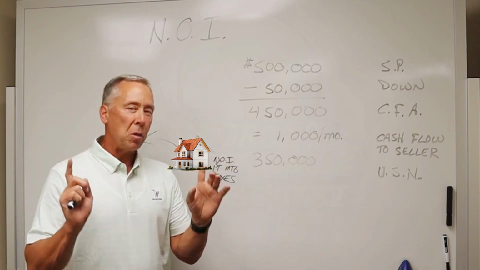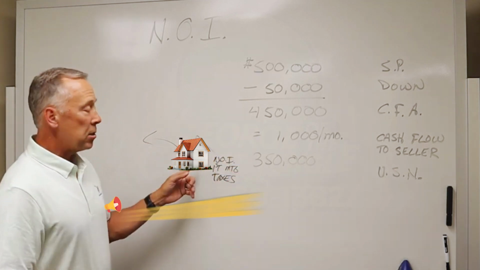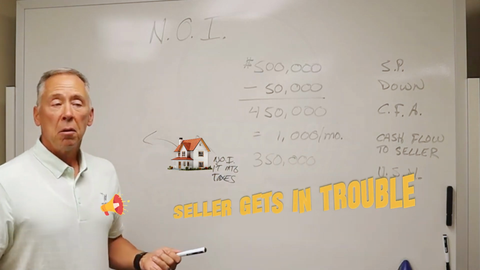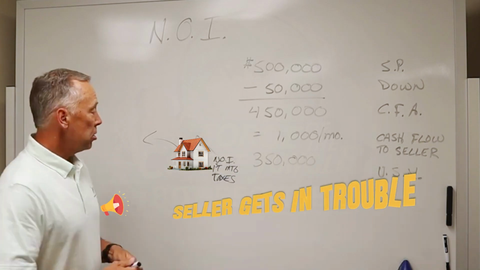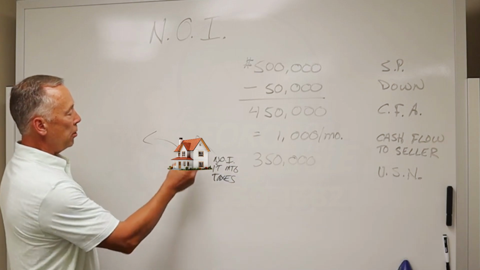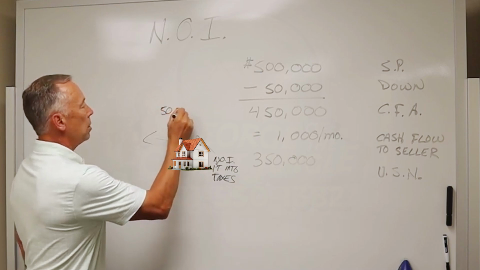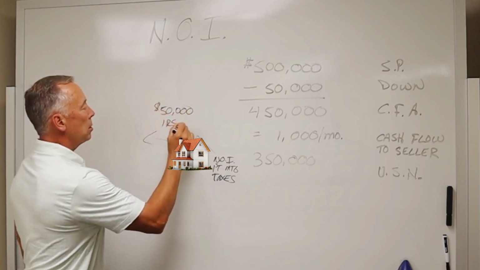So what does that really mean, and what happens if after the closing the seller gets in trouble? Let's just say that the seller doesn't pay their taxes for a couple of years and they get an IRS tax lien. Let's just say it's for 50 grand. Okay, so now all of a sudden the seller has a $50,000 IRS lien.